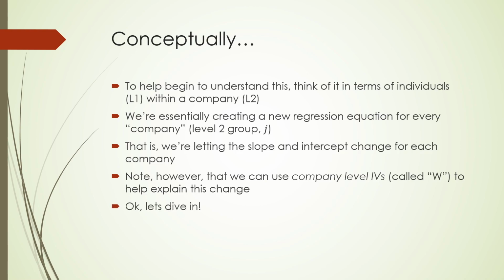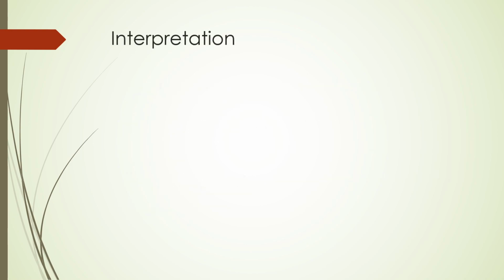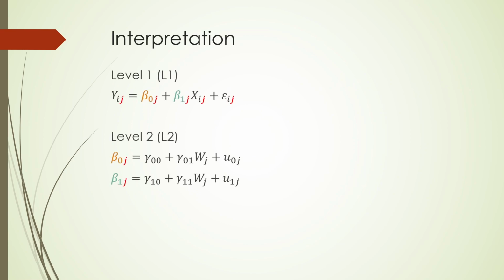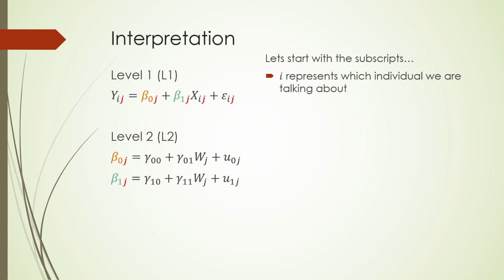All right, and with that big picture, let's go on and dive into the interpretation. So I have my level 1 model and my level 2 model. Let's start with the subscripts. I is going to represent which individual we're talking about within the particular company. Now, because this is within the company, these start at 1 with each new company. So company 1 might have an individual 1, but company 2 might also have an individual number 1.